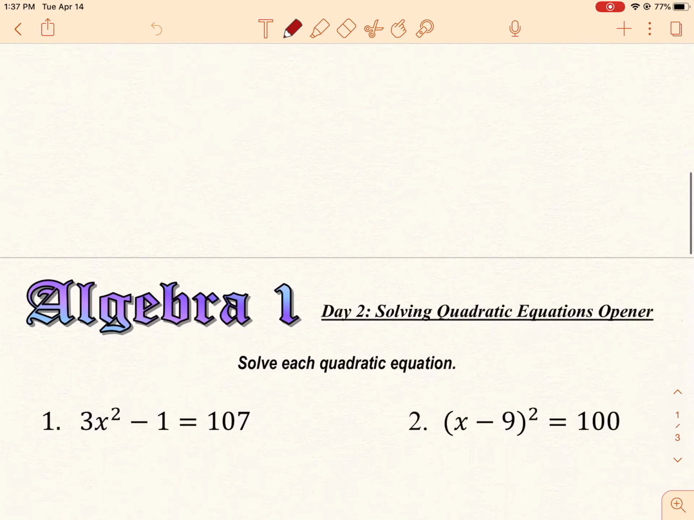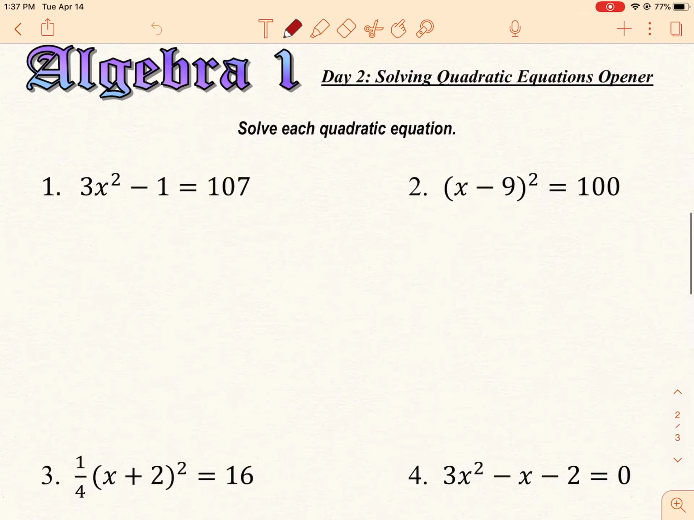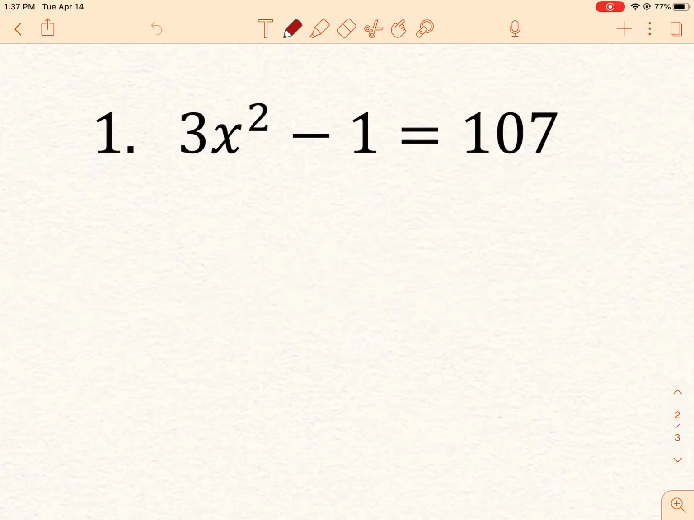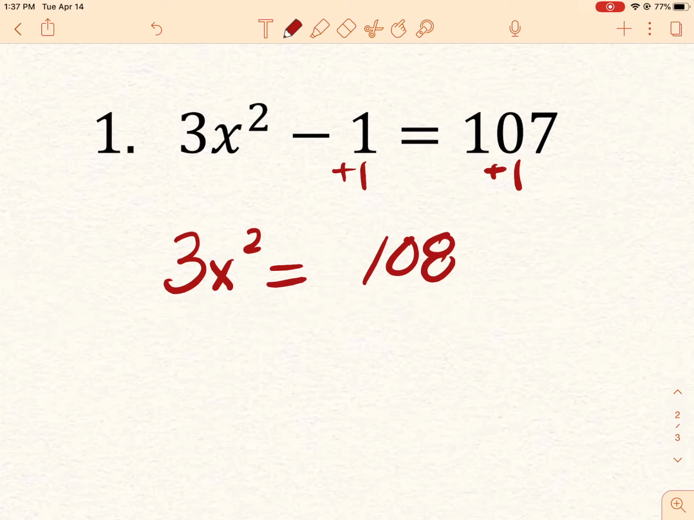So if we take a look at the day 2 opener, solving each quadratic, the difficult part is knowing how to go about it, because they all look different, but we're trying to get the x all by itself in all of these. So if we look at number 1, I'm thinking to get that x squared by itself, we want to add the 1 to both sides. So we're getting 3x squared equals 108.